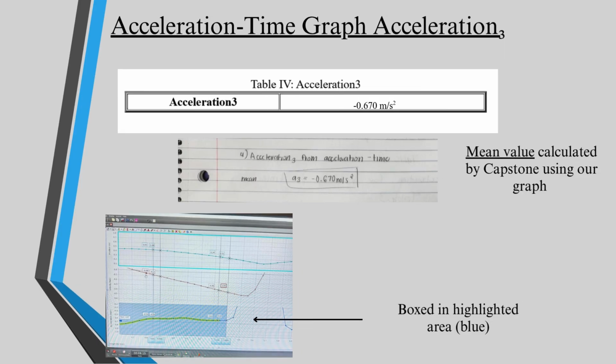Then we used Capstone to calculate the mean value of the acceleration time graph, which ended up being negative 0.670 meters per second squared.